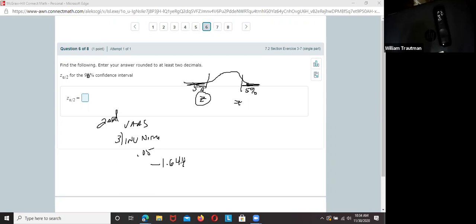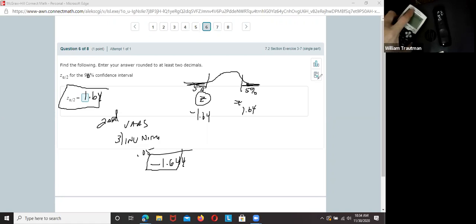Wait, they want 2 decimal places. So negative 1.64. And over here it'd be positive 1.64. So they just want the positive version. And there's our answer. I'm almost certain that's all they want. You can try it out on the homework, but it should just be the positive version. They tell you what it is for both sides.